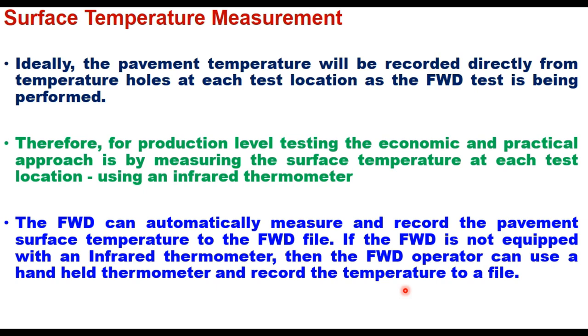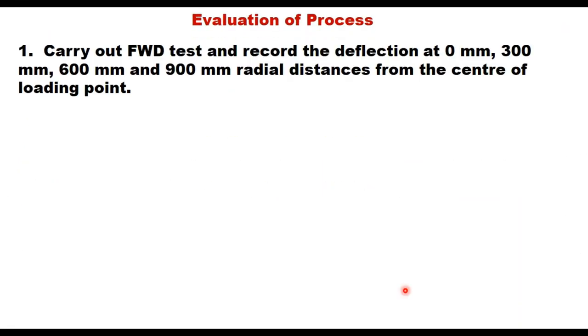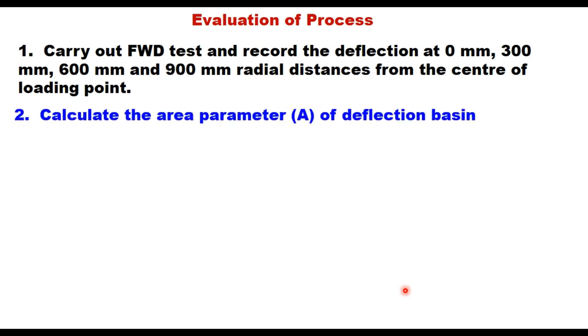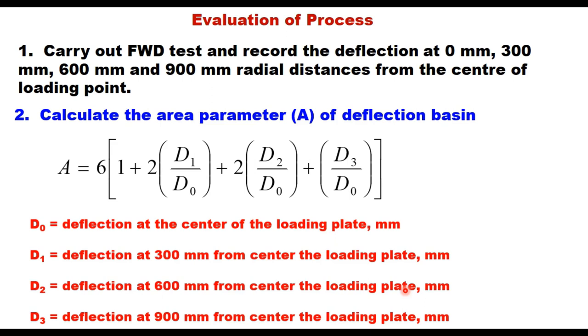Now the step-by-step procedure for the evaluation process is like this. The first step is to carry out the FWD test and record the deflection at 0 mm, 300 mm, 600 mm and 900 mm radial distances from the center of the loading point. Then calculate the area parameter A of the deflection basin. And this can be calculated using this equation. A is 6 times 1 plus 2 d1 upon d0 plus 2 times d2 upon d0 plus d3 upon d0.